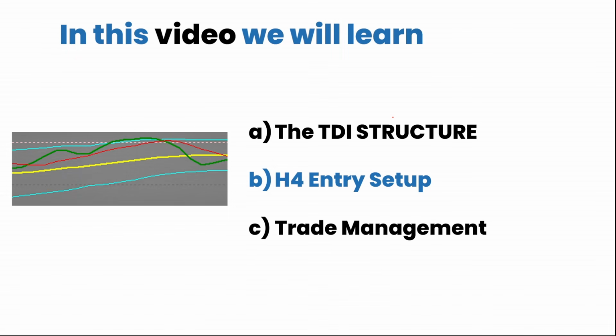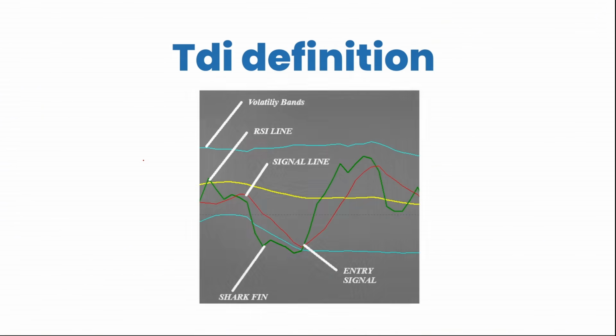So we are going to define the TDI, then explain a simple strategy to enter on the H4 time frame, and lastly, how you manage the trade for maximum results. In this particular instance, what we refer to as the TDI is an indicator that is a compound of several indicators, which are the Bollinger Bands, the RSI, the EMAs, and the overbought and oversold regions of the RSI indicator.